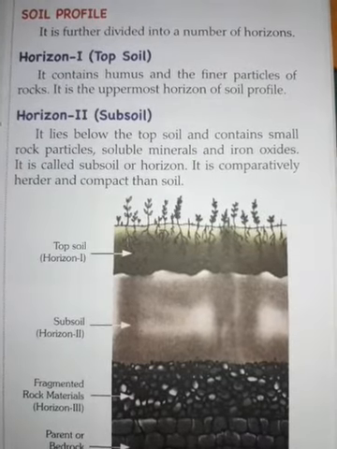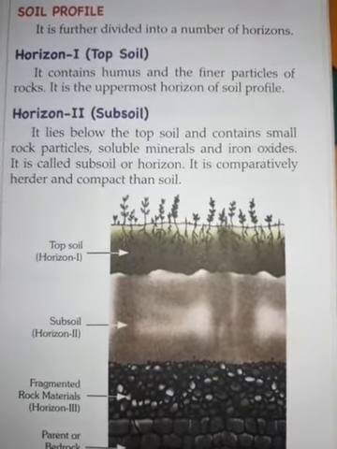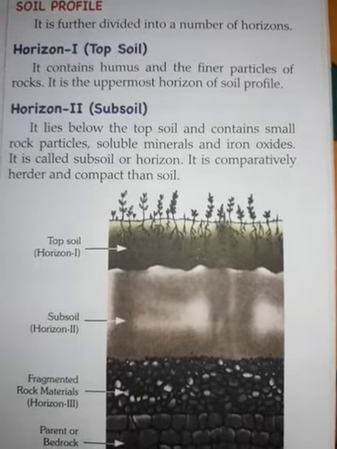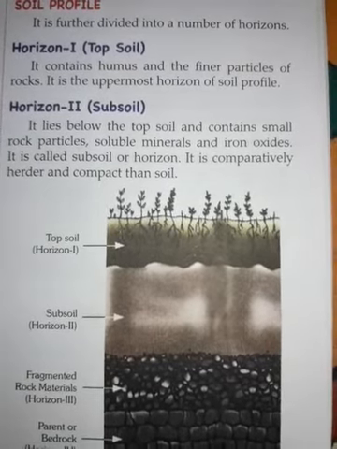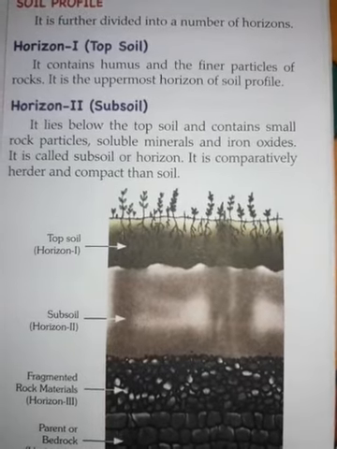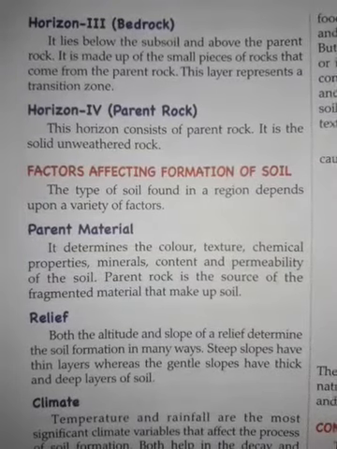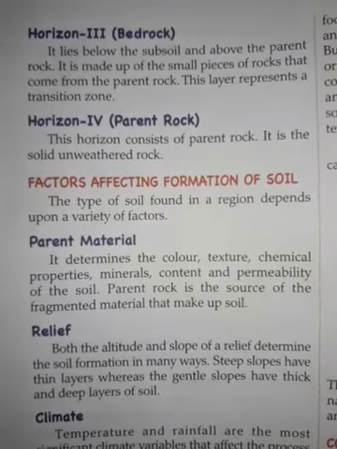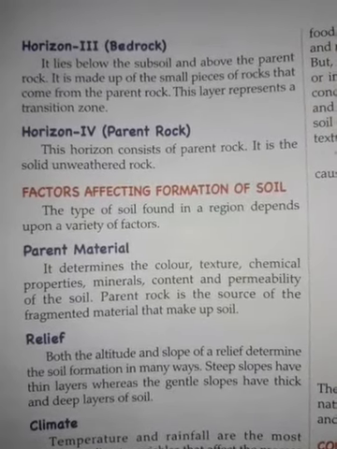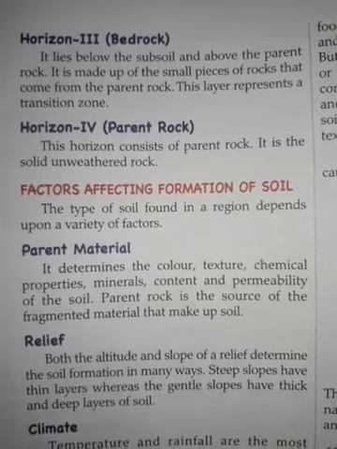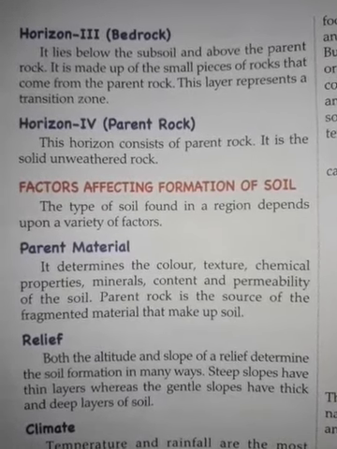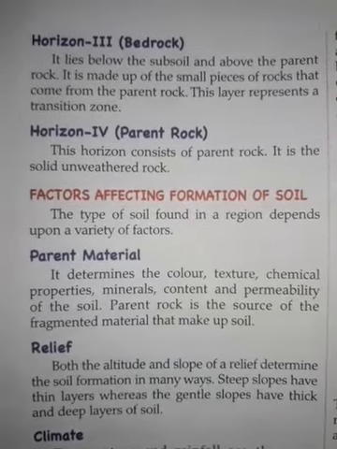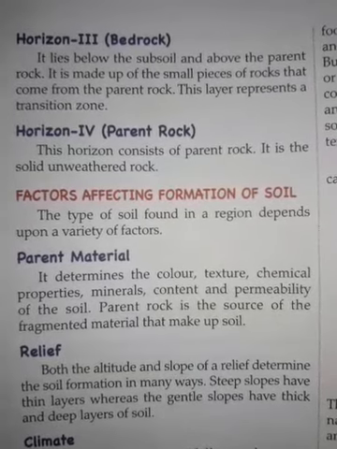B horizon is also called the subsoil. It contains clay and has a rich deposit of minerals. C horizon, also called regolith, is beneath the B horizon. This layer of soil consists of slightly broken up particles of the parent rock called bedrock.